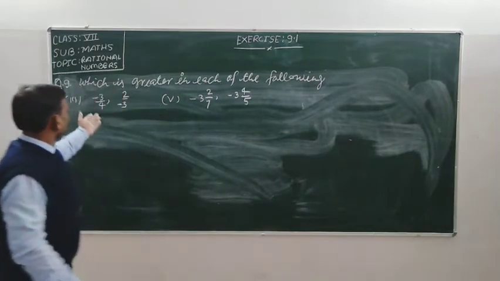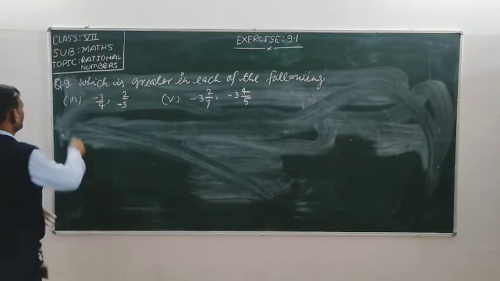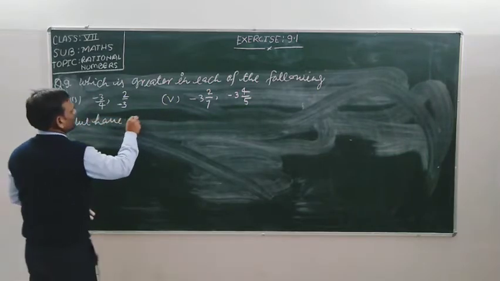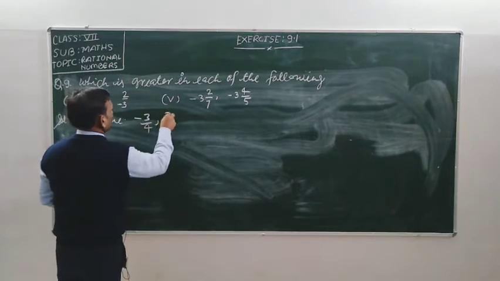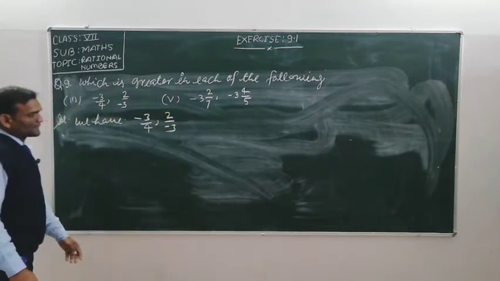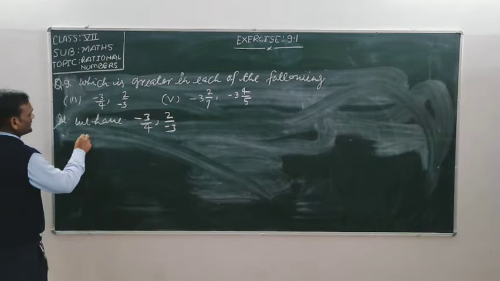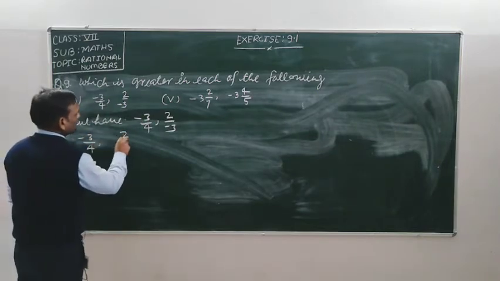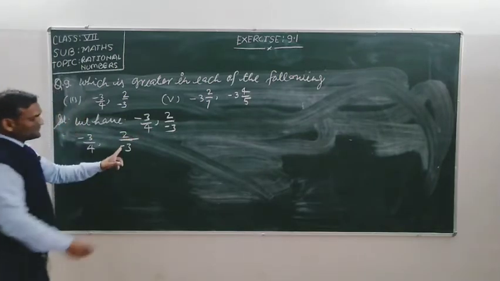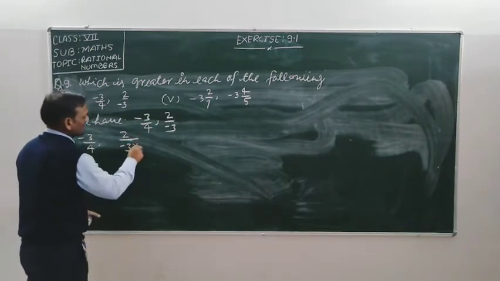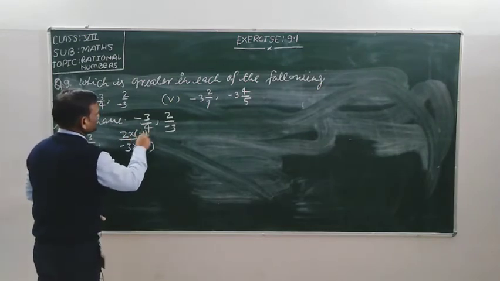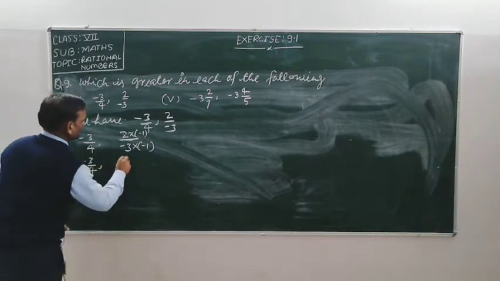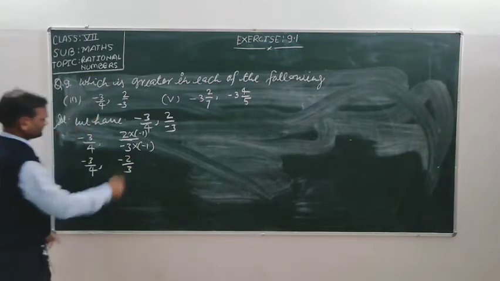So student, which is greater and which is smaller? I am going to solve this question. We have minus 3 upon 4 and 2 upon minus 3. So student, minus 3 upon 4, you will write the same. 2 upon minus 3, firstly you will make the denominator positive. So you have to multiply by minus 1 in numerator and denominator also, and you will get minus 3 upon 4 and minus 2 upon 3.